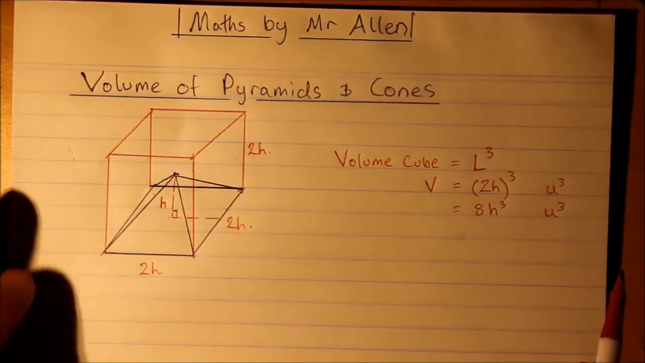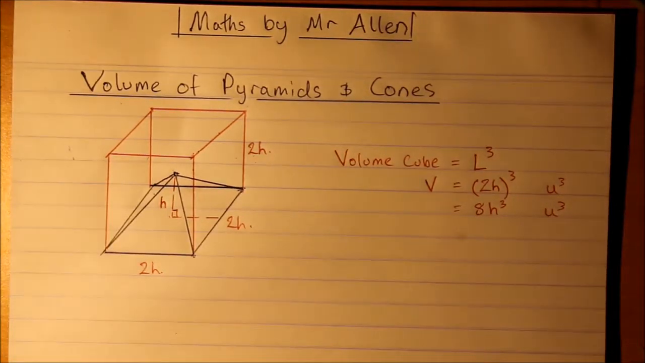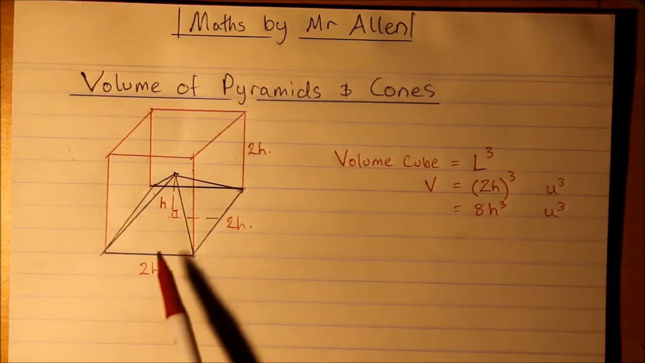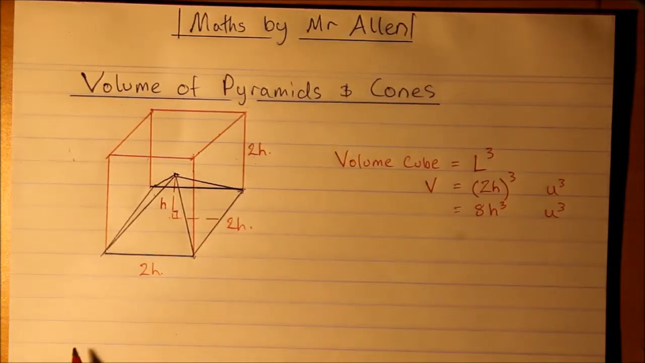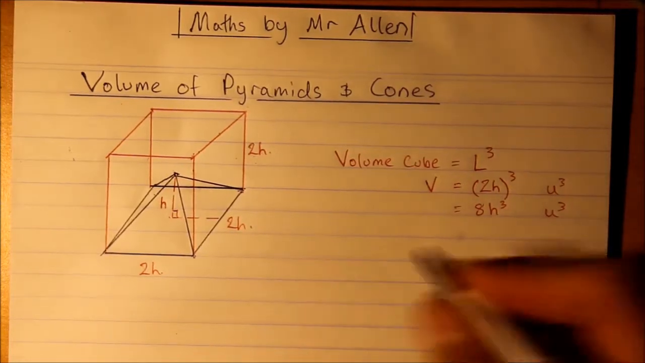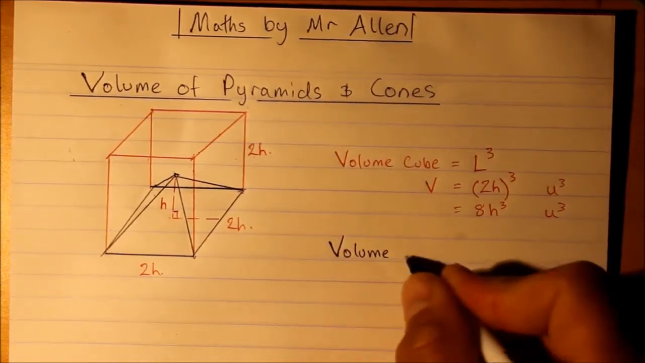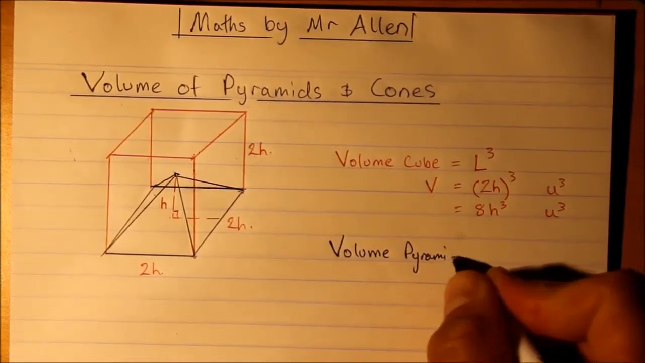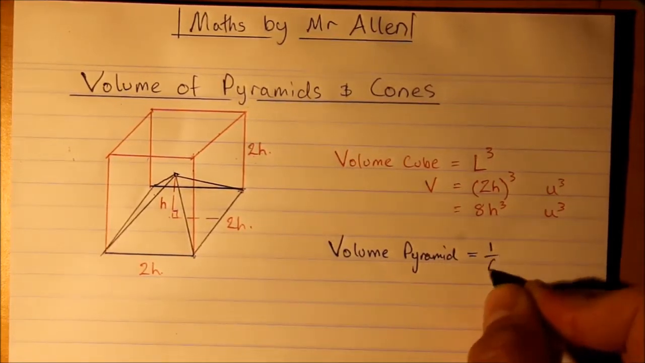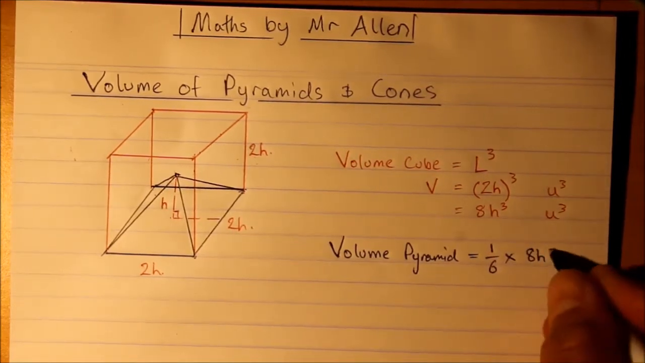Now, ask yourself, how many pyramids could fit into the volume of this cube? Well, if we've got one at the bottom, one at the top, one at the left, right, front and back, you could fit 6 neatly into this cube. So therefore, the volume of a pyramid is simply 1/6 of this cube. One-sixth times 8h cubed.